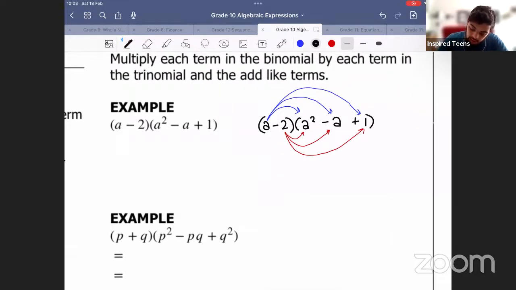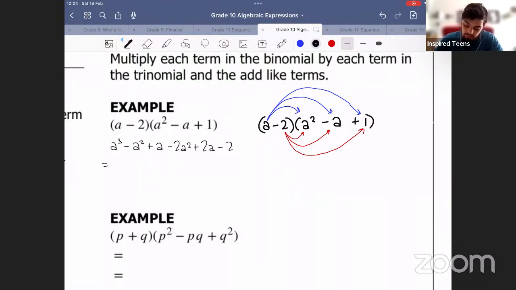A times a squared gives me a cubed. A times negative a is negative a squared. A times 1 is plus a. Let's do it with negative 2. Negative 2 times a squared is negative 2a squared. Negative 2 times negative a is positive 2a. And negative 2 times positive 1 is negative 2. Please, if there are any calculation errors, let me know.